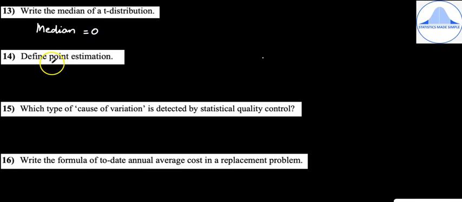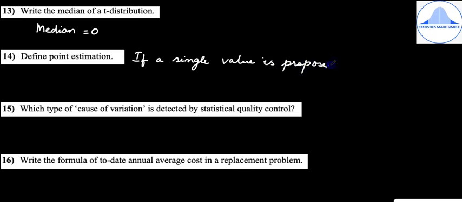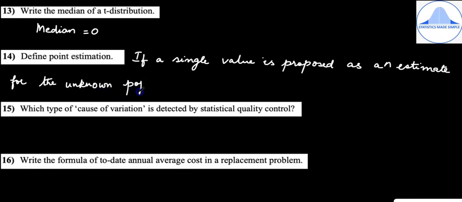14th question, define point estimation. So if a single value is proposed as an estimate for the unknown population parameter, it is called as point estimation.